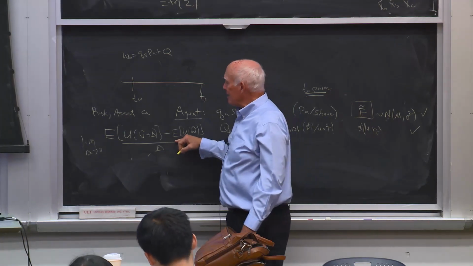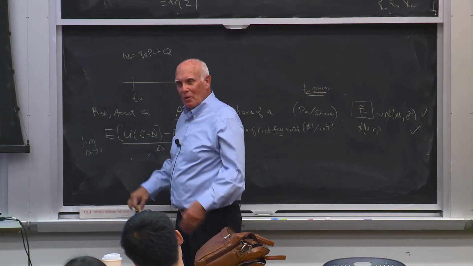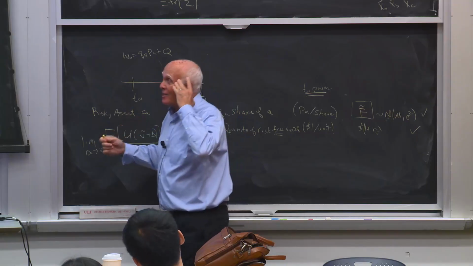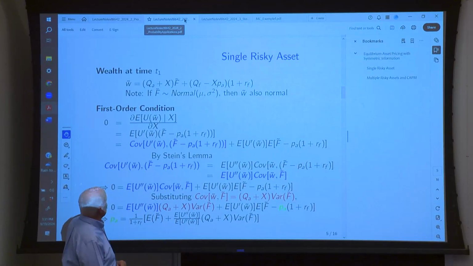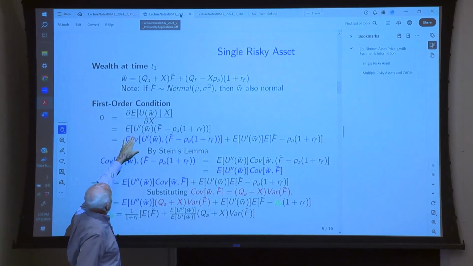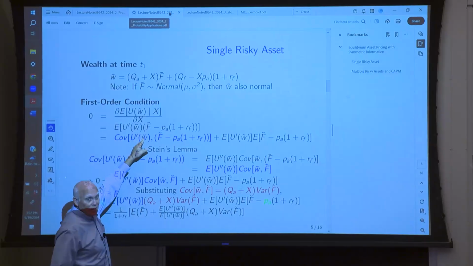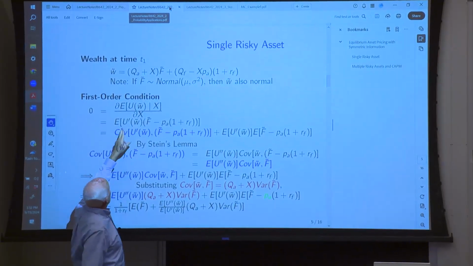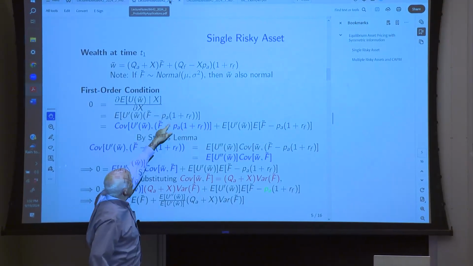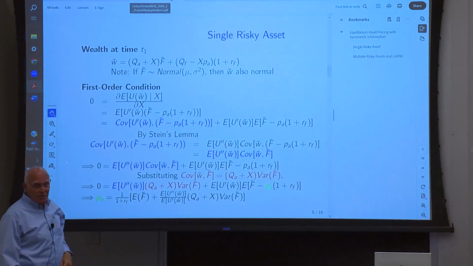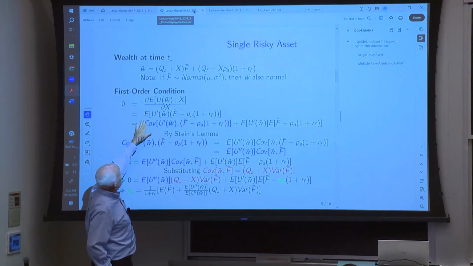It turns out we can do that if the first derivative of u is bounded or it has bounded expectation. And so if that's possible to do, then we can take the derivative underneath the integral sign, and we have basically the derivative of u multiplied by the chain rule, the derivative of w tilde with respect to x. So if we take the derivative of w tilde with respect to x, we get f tilde minus p_a times 1 plus rf. So this is just the chain rule of differentiation there.